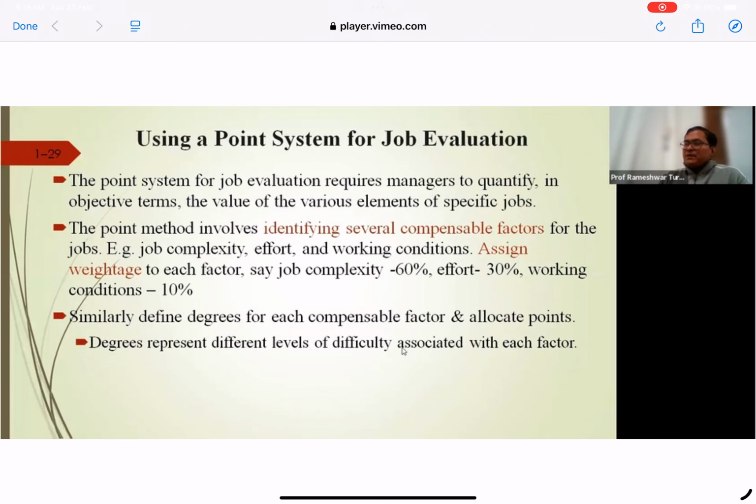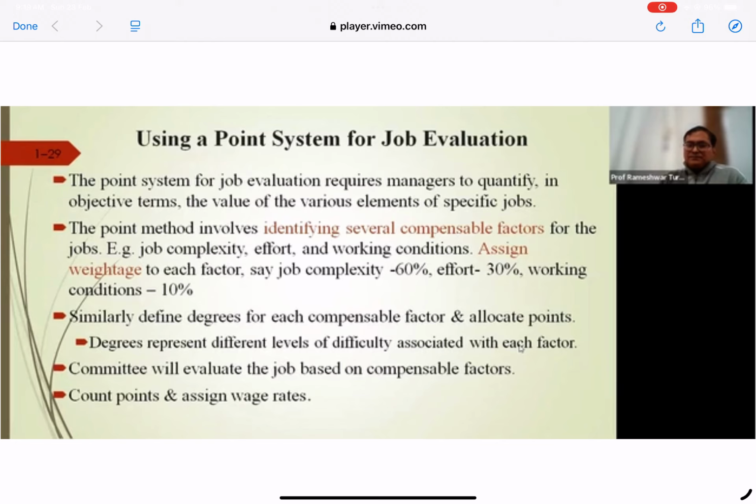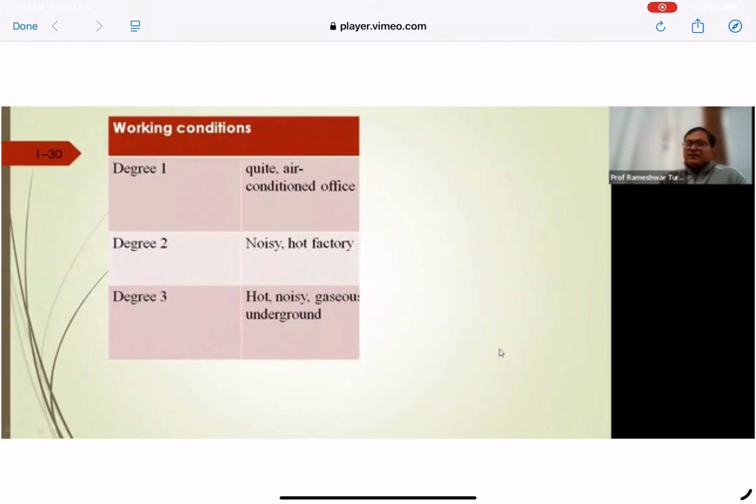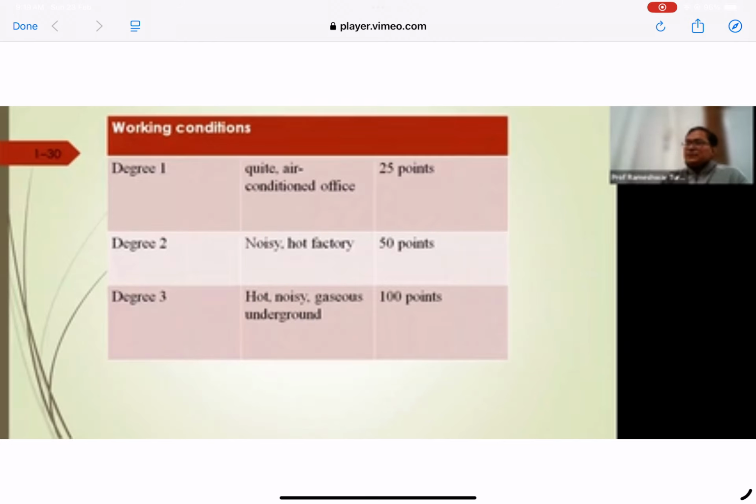Degrees represent different levels of difficulty associated with each factor. And I gave the example of working condition. 3 degrees I showed you. For example, degree 1, quiet air-conditioned office. It's a good working condition. Noisy hot factory, compared to this, is a tough working condition. Hot, noisy, gaseous underground mining situation. This is tougher than working in a factory setting. So the tougher gets 100, then 50 points, 25 points.